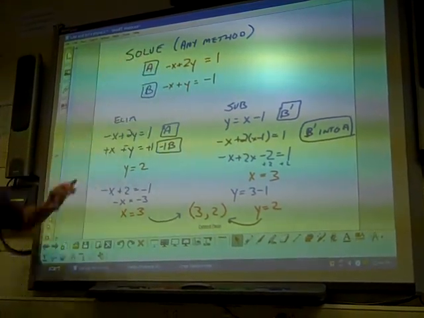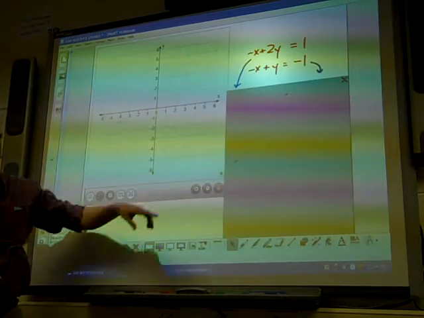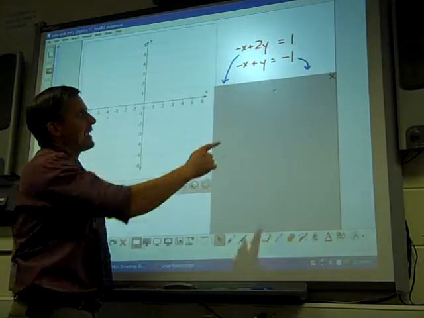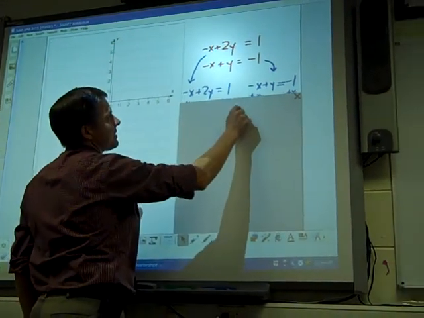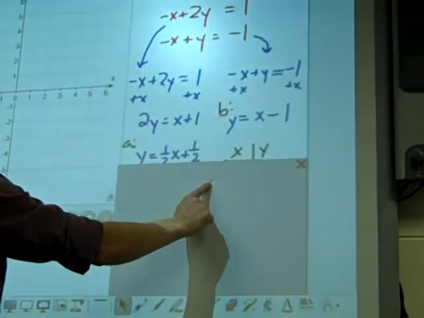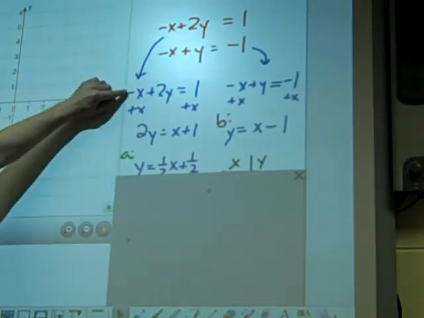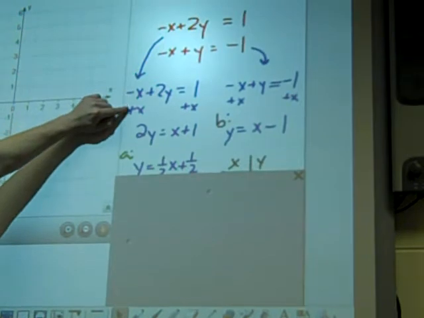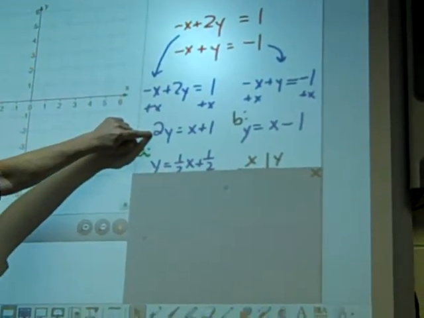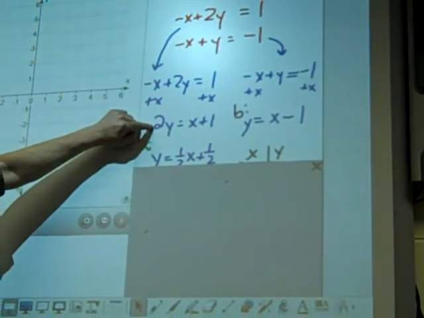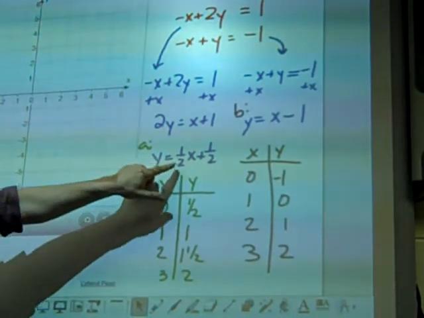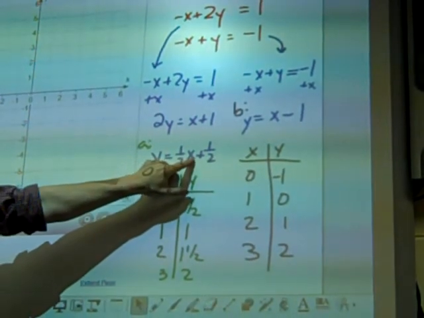But if I take these same two equations and I draw them up here, all right? These are the same two equations. I can take these equations and solve them for y. If I take the top equation here, negative x plus 2y, I can move x to the other side, and if I have 2y equals x plus 1, I can divide everything by 2. And I get a formula of y equals 1/2 x plus 1/2.